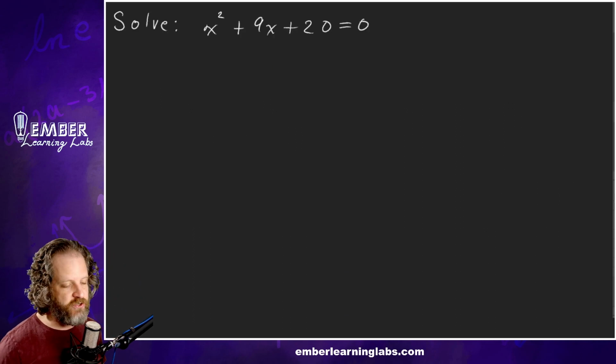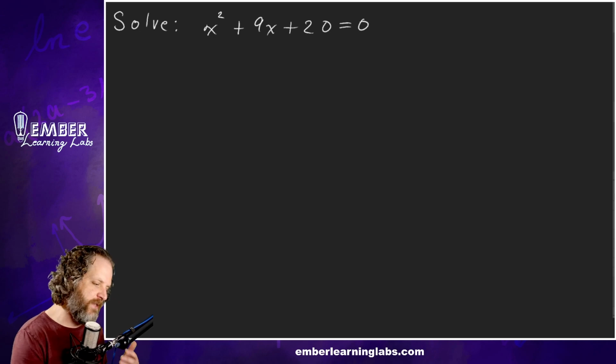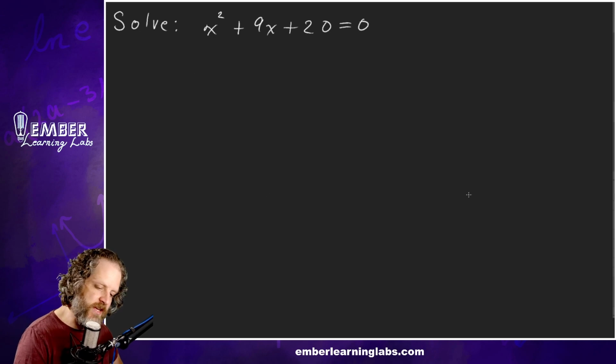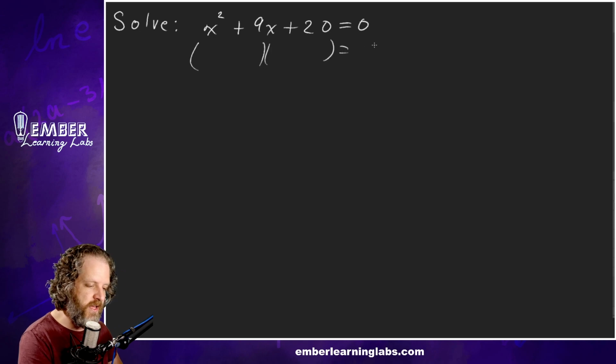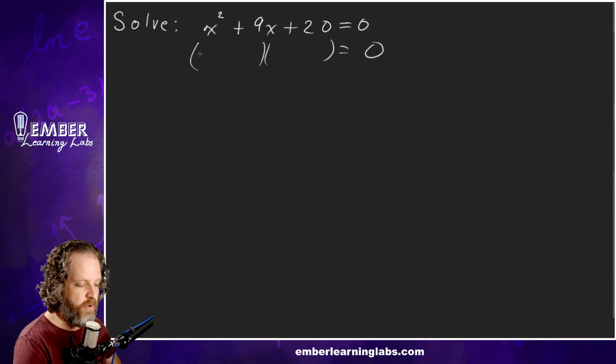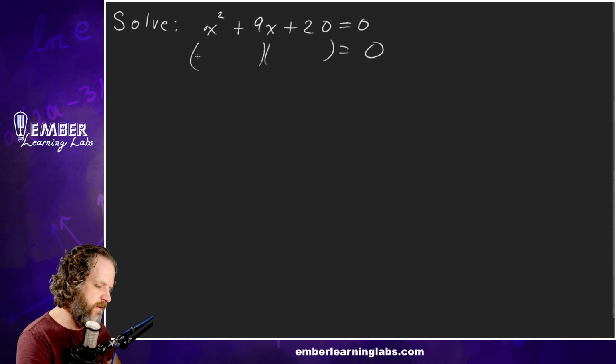So we've got another trinomial here. We're going to do our same setup. This time we're going to do 2 sets of parentheses. That's an easy step, equals 0. So 2 things to multiply to get the first term. So x and x. What are our options for 20? We got different options, right?